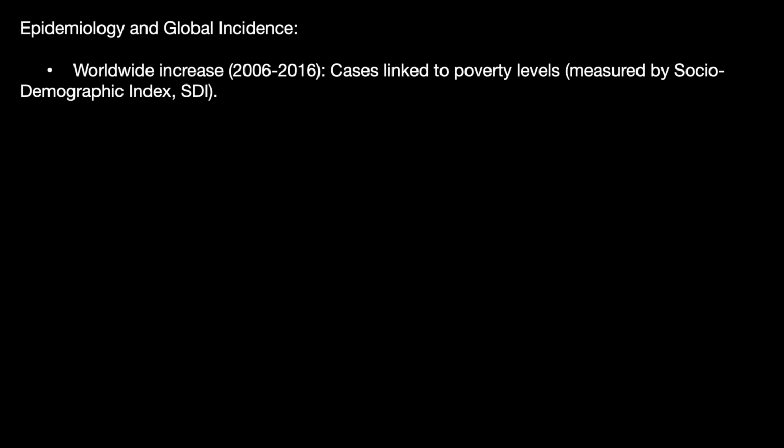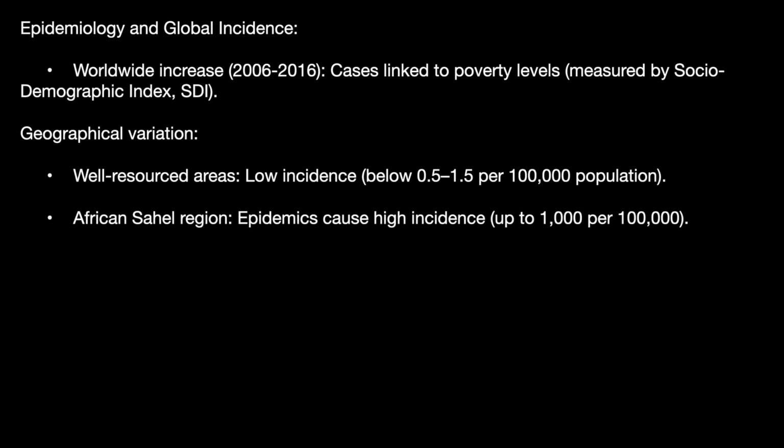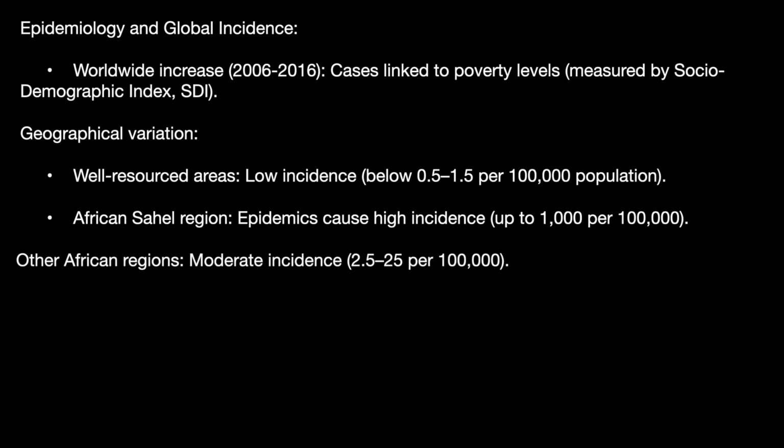These cases are mostly linked to poverty levels, which is measured by the socio-demographic index, or the SDI. Regarding the geographical variation, in well-researched areas there is a low incidence where the people are more well off. So the incidence in those areas is 0.5 to 1.5 per 1 lakh population, while in sub-Saharan Africa, the incidence is quite high, up to 1,000 per 1 lakh population.